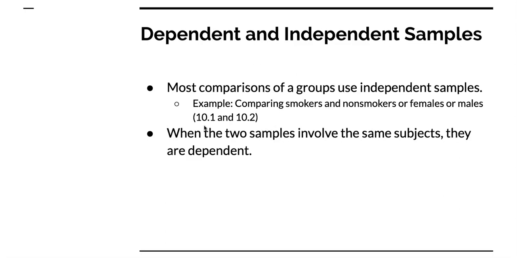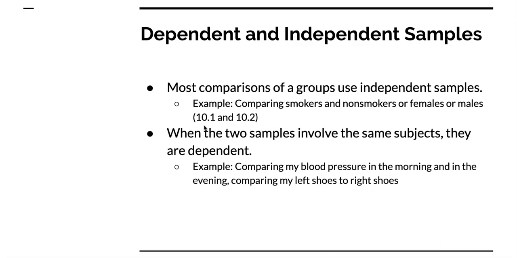Something like this. If I want to compare my own blood pressure in the morning and in the evening, you see how those measures that I take in the morning and in the evening are both coming from me, right? That same subject being me. So that would be dependent samples, because imagine I'm having a stressful time. Maybe my blood pressure in the morning is high, and then that same stress keeps my blood pressure high in the evening. So my blood pressure in the morning may have something to do with my blood pressure in the evening. That's an example of a dependent sample.